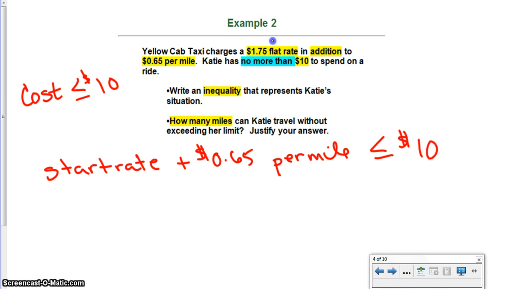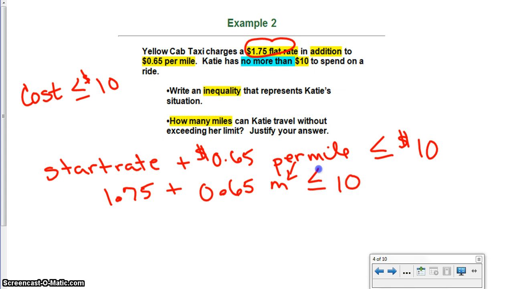So what was that start rate? $1.75. What was the mileage rate? 65 cents per mile. Let's make that an M. Less than or equal to 10. Why don't you go ahead and finish this one and you can start it tomorrow.